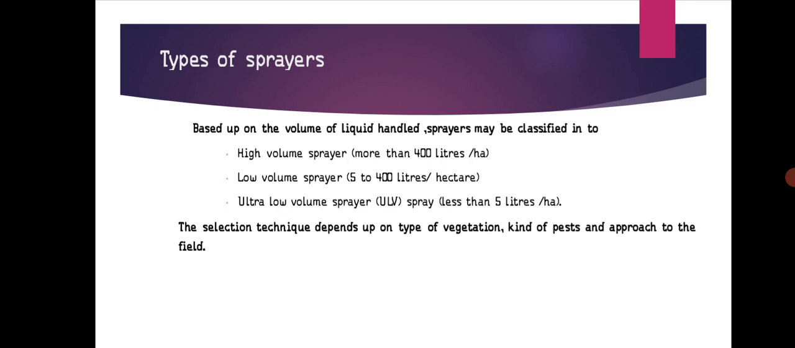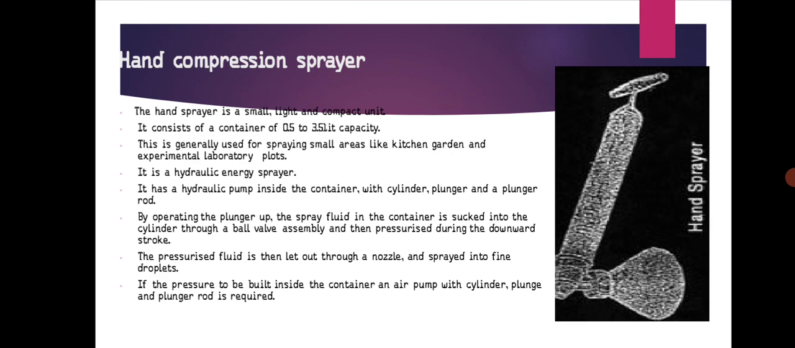Types of sprayers. Based upon the volume of liquid handled, sprayers can be classified into high volume sprayers, more than 400 liters per hour; low volume sprayers, 5 to 400 liters per hectare; and ultra low volume sprayers, which spray less than 5 liters per hectare. The selection of technique will depend upon the type of vegetation, kind of pest, and approach to the field.